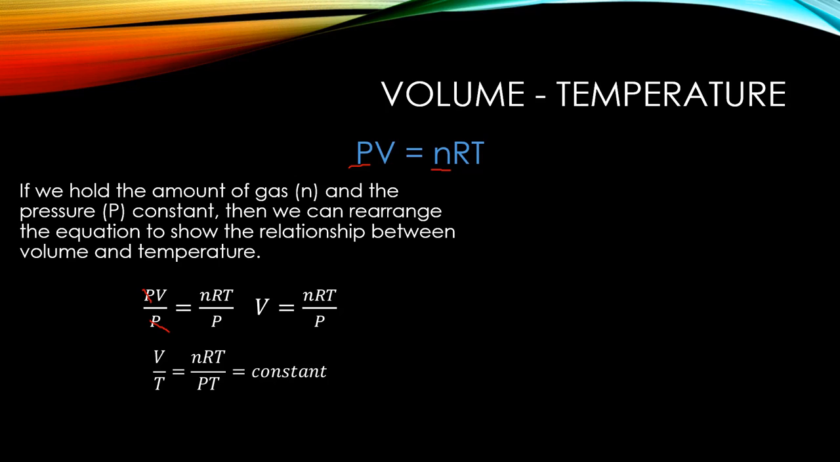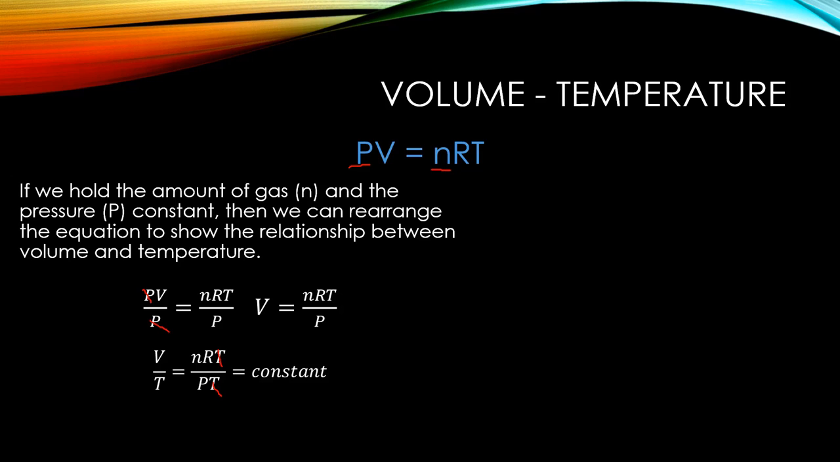We also want to get temperature over here on the side with volume, so we can divide both sides of the equation by T, and we end up with this. The volume divided by the temperature is equal to nRT over PT. Well, of course, the T's will cross out too. But this is equal to a constant because we're not going to change the number of moles. We're not going to change the pressure.